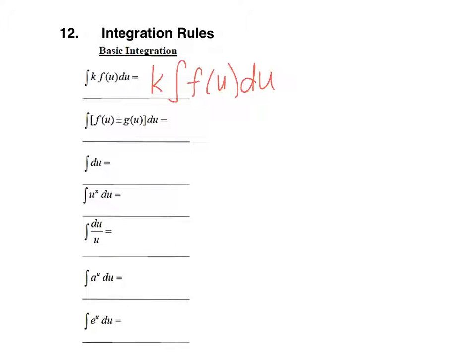And same thing on the next one. This property is saying that the integral holds over addition or subtraction. So I could break this up, for example, if it was a polynomial, into the integral of f of u du plus or minus, whichever one it is, the integral of g of u du.